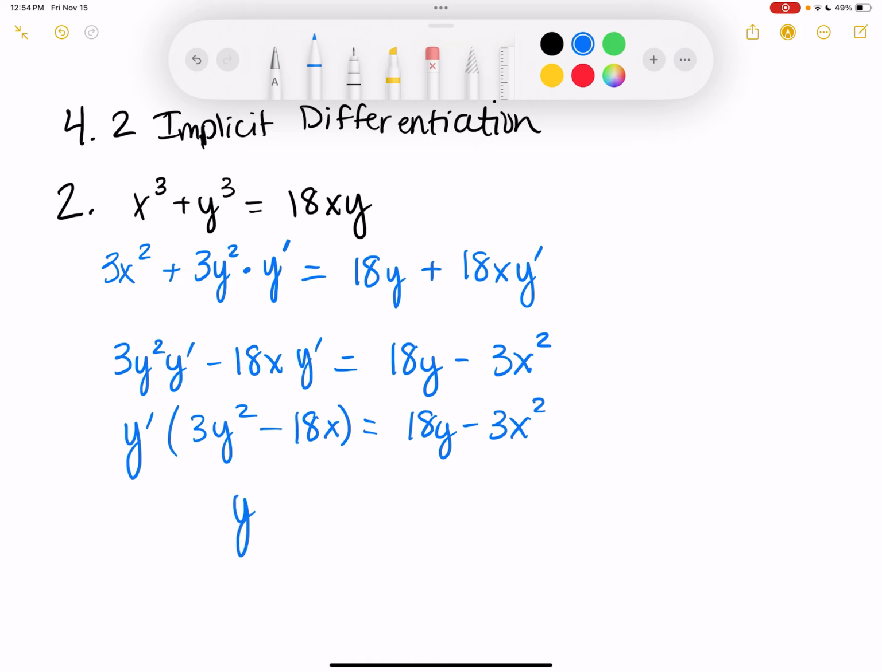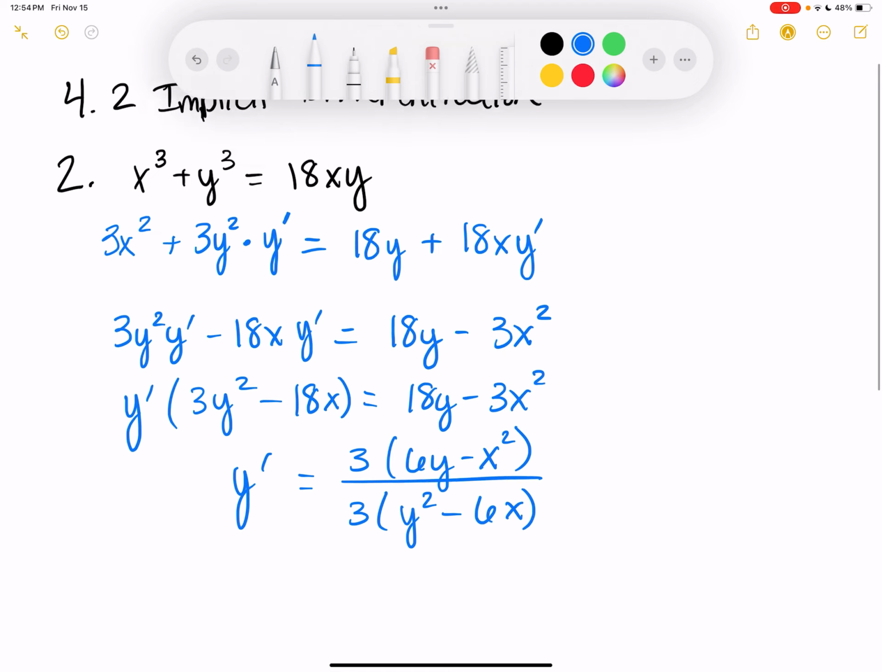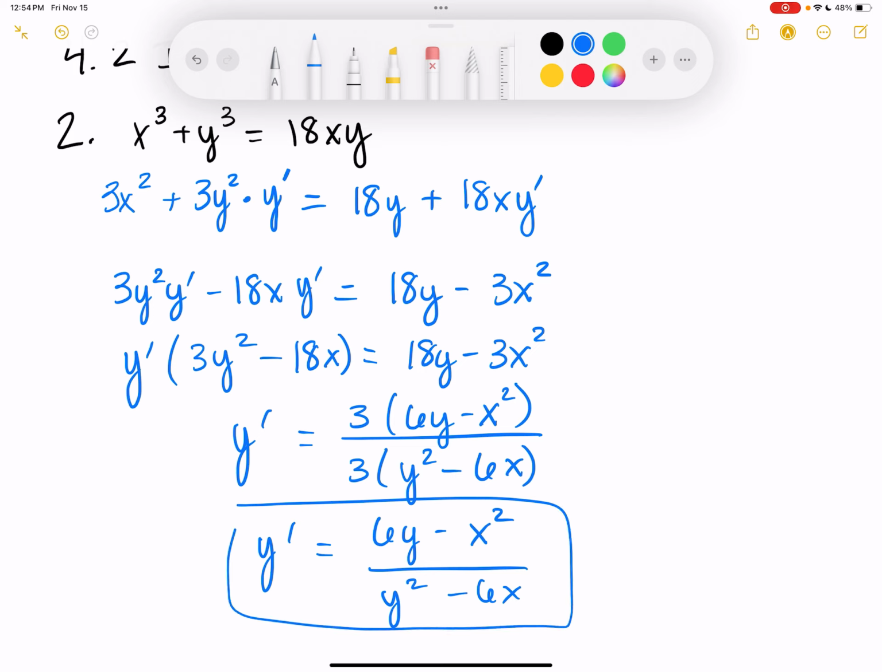Divide by that, so y prime equals, I'm going to go ahead and factor a 3 out so I can save a step of writing. So 3 times 6y minus x squared over 3 times y squared minus 6x. So then my final answer, y prime equals, it doesn't matter what order you write it in, 6y minus x squared over y squared minus 6x. And there you have solved for dy/dx, aka y prime.